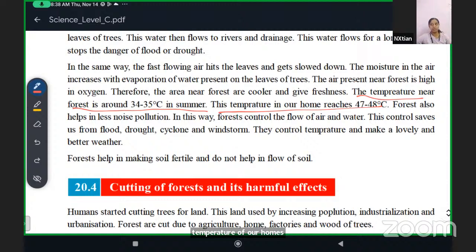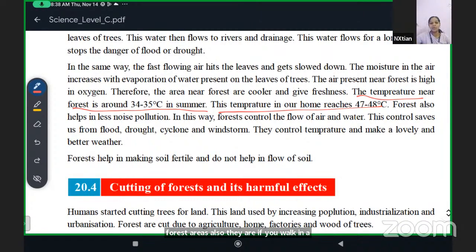The forest temperatures will be cooler because the trees are there, so evaporation is taking place. It has moisture in the air. The oxygen is pure. Considering all these factors, if you walk in a forest, it is all covered with big trees.